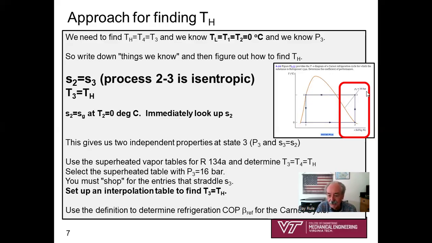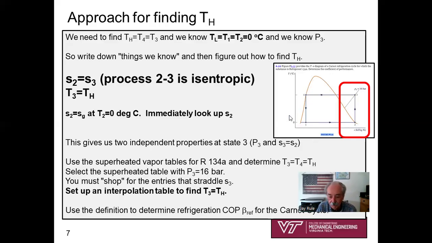I'm also given that P3 is 16 bar. Pressure is known. Wow. That's 2 independent properties at state 3. If we can get T3, we've got TH. And then we've got it made. It's plug and chug for the coefficient of performance. We've got 2 independent properties. If we can find S2, that's easy.